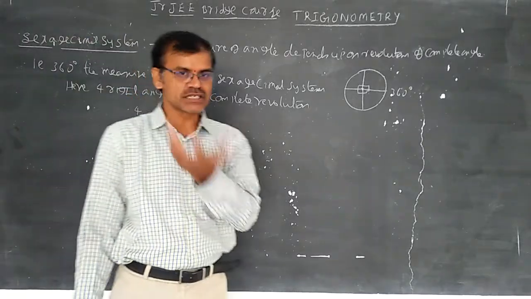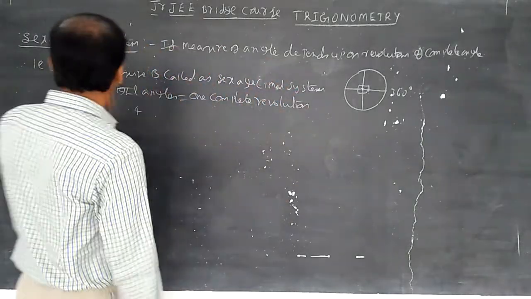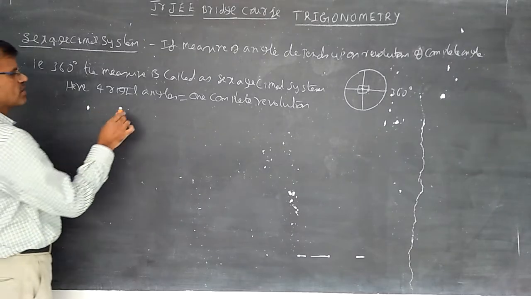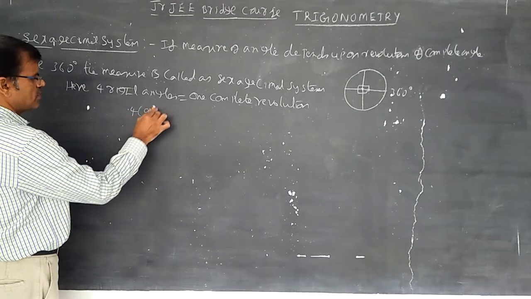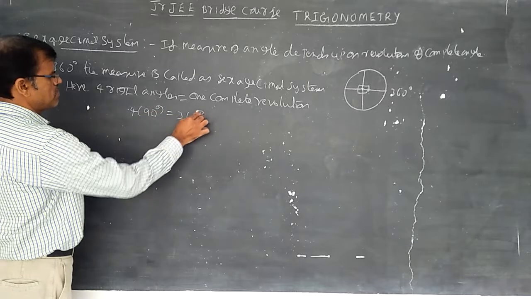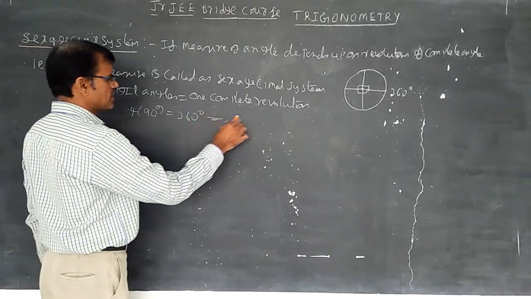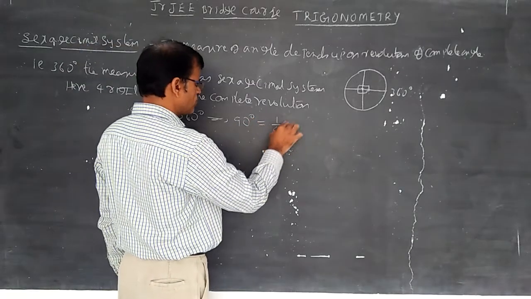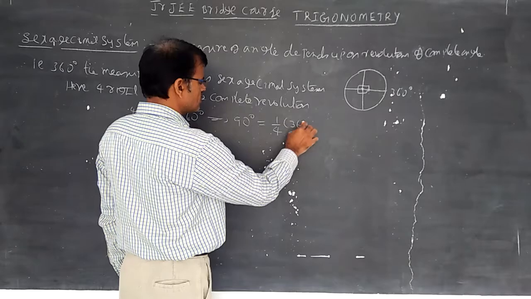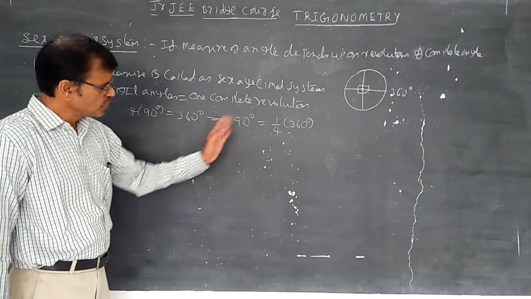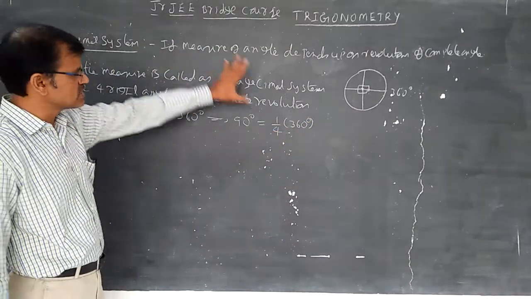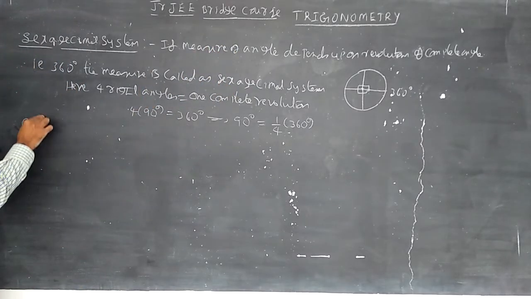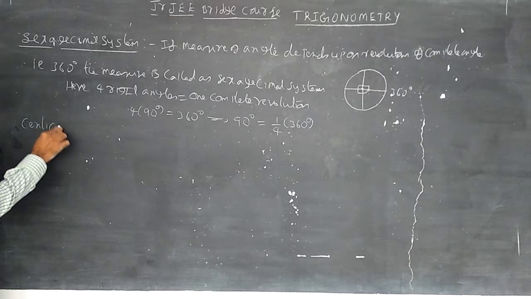So what is a revolution? A 360 degrees. Here you can understand 4 into 90 degrees is equal to 360. 90 degrees or a right angle is equal to 1 by 4 into 360 degrees. We know that it is easy to calculate, but the system notation is like this.